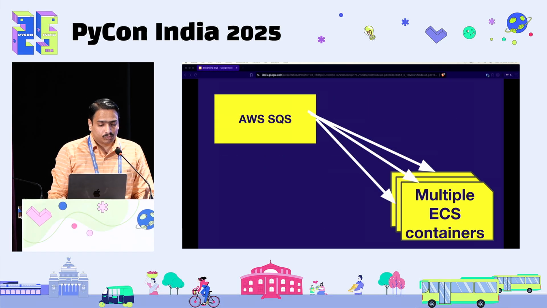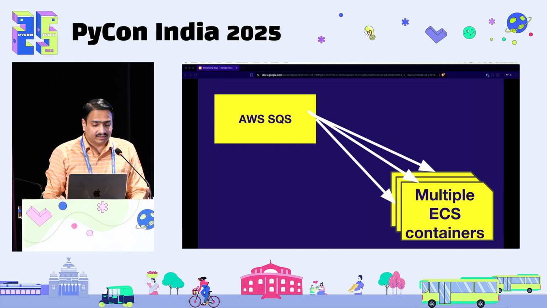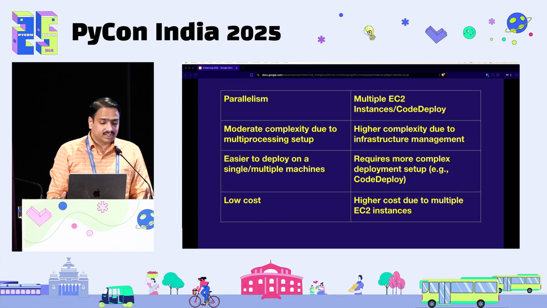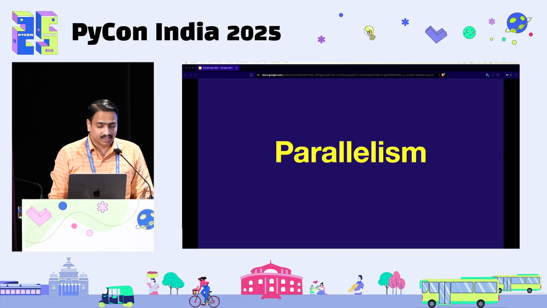So one would suggest that with the existing AWS SQS, how about we run multiple ECS containers, which will make event processing faster? But how about we first compare the parallelism approach versus multiple ECS? Parallelism is moderately complex to set up, but the ECS approach will be highly complex. It will be easier to debug on a single machine, while multiple containers require a more complex setup. It will be low cost, and the other one will be higher cost. What I chose was parallelism using Python.